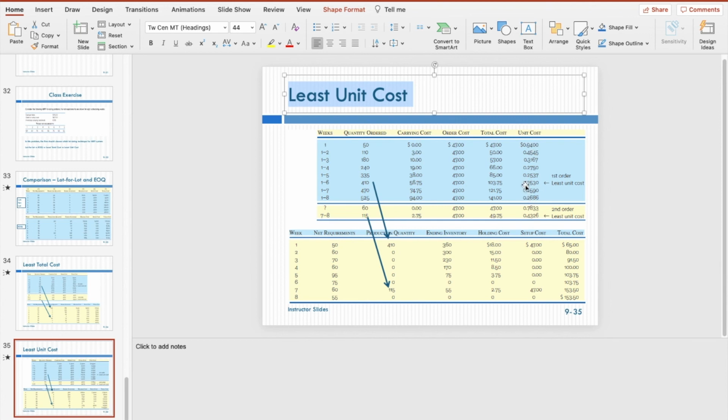If you look at all of them, this is the lowest, which corresponds to options 1 through 6. What does it mean? It means that the best option, if we follow the least unit cost technique, is that at the beginning of week 1, I order all the amount that is required for the first 6 weeks. That's the best option if we follow this least unit cost technique.